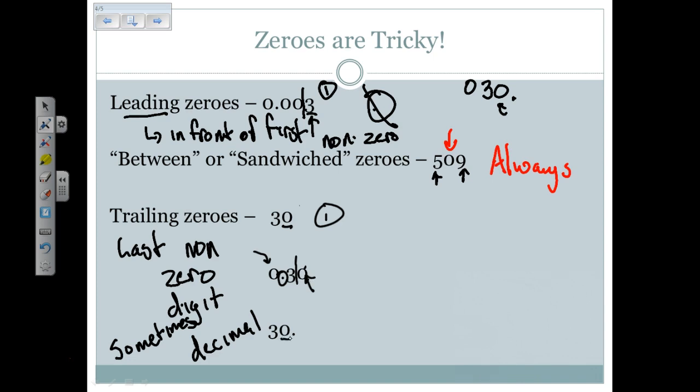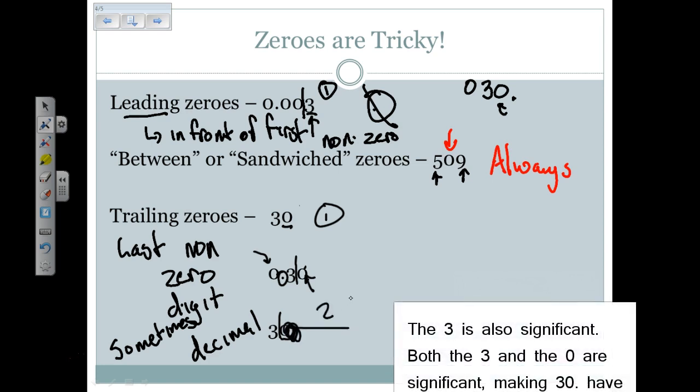So now we look at this one, and this is where kids get the most confused. This has two significant figures. Why? Because we have a zero. So this is a trailing zero, and there's a decimal point in that number. So that makes that zero significant. So that is 2 sig figs.